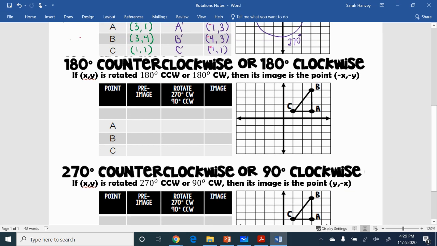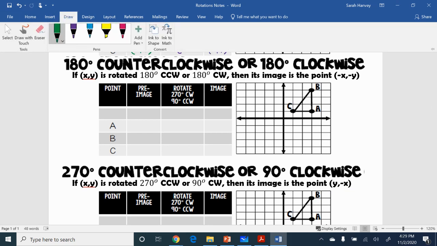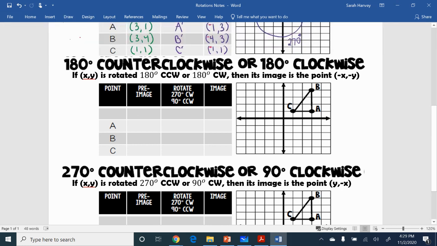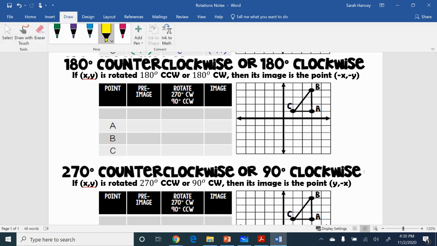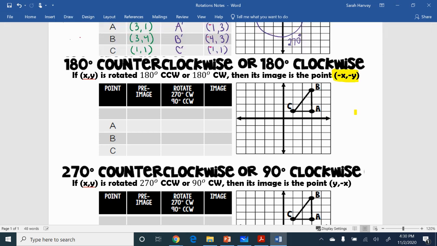All right, let me redraw all these points. Actually, how about we do this? In the video here, I would love for you to do this one yourself. Try it just like we did above, but remember we're going to be using a different rule here. We're going to make the x negative and the y negative, so you basically do the opposite. Try it yourself, and then in the next video I will go over it and see if you got it right.